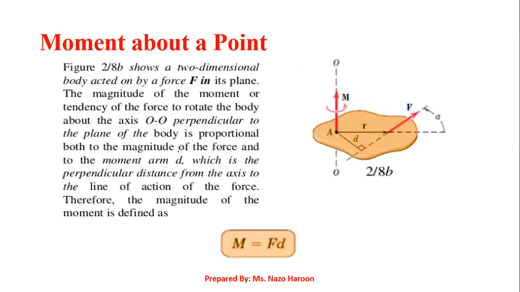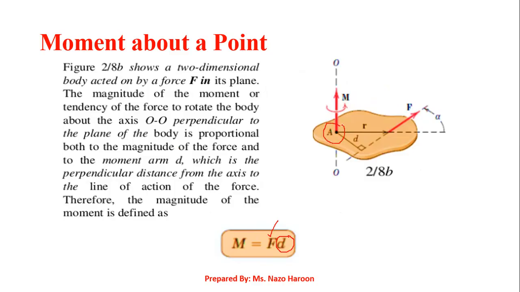What's more important in finding a moment is that, as I already told you, moment is basically the product of the force that is applied and this d. This is not an ordinary distance. This is the moment arm, and a moment arm always has to be an orthogonal or perpendicular distance from the point about which you are interested in finding the moment.